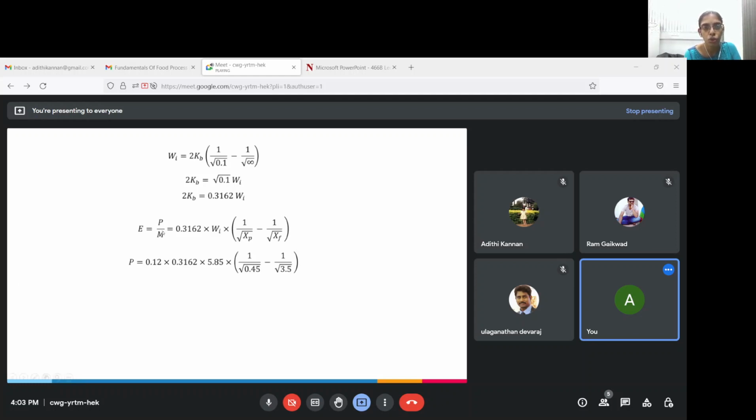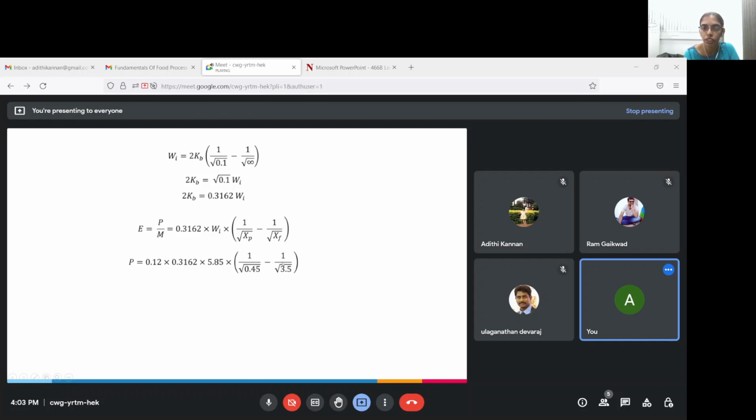So the power is equal to M into 0.3162 into Wi into 1 by root of XP minus 1 by root of XF. The mass flow rate is given as 120 kg per hour. Since this formula requires tons per hour, you will divide it by 1000. So converting kg per hour into tons per hour will be 120 divided by 1000, which is 0.12 tons per hour, into 0.3162 into Wi, which is given as 5.85 in the question. XP is given as 450 micrometer, so we need to convert it into millimeters, which will be equal to 0.45. And XF is 3500 micrometer.